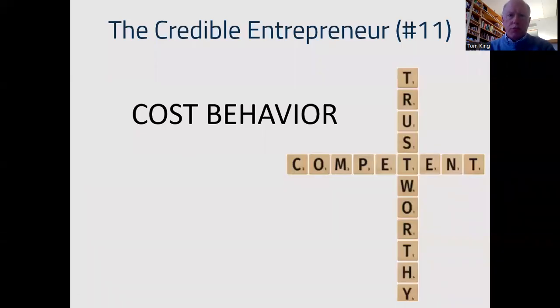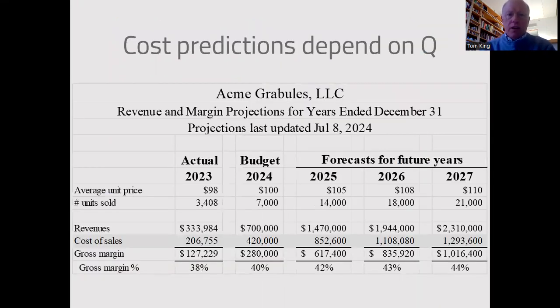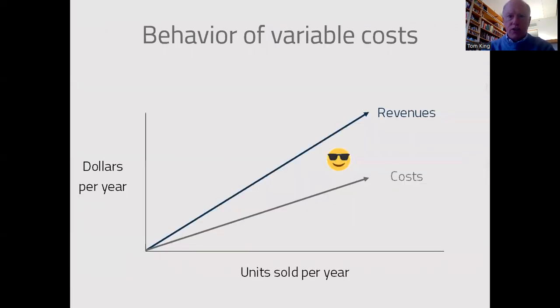This is module number 11, and today we're talking about cost behavior. So when we share projections with outsiders, we have to think about how unit costs are going to change as quantity changes. So here we have a budget and then forecast for 3 subsequent years and projections for gross margin. And the way we build credibility is to have reasonably accurate predictions.